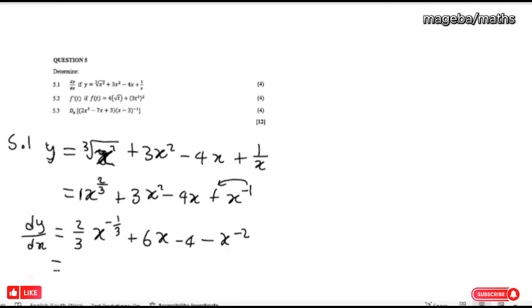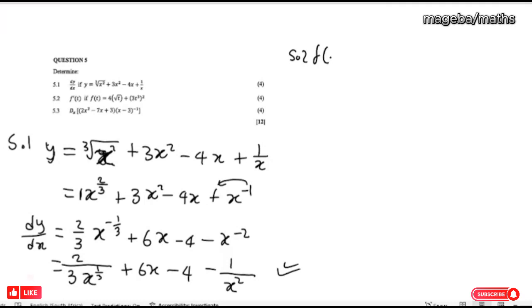What is very important here now, we can't leave our answers in the negative exponent. It's very important that you leave your answers in a positive exponent. So now it's going to be 2 over 3, and this has to come into the denominator, which is going to be 1 over 3, and then plus 6x, this is fine, and then minus 4, this is fine, and then negative 1 all over x to the positive 2. That is now very correct. This is beautiful.